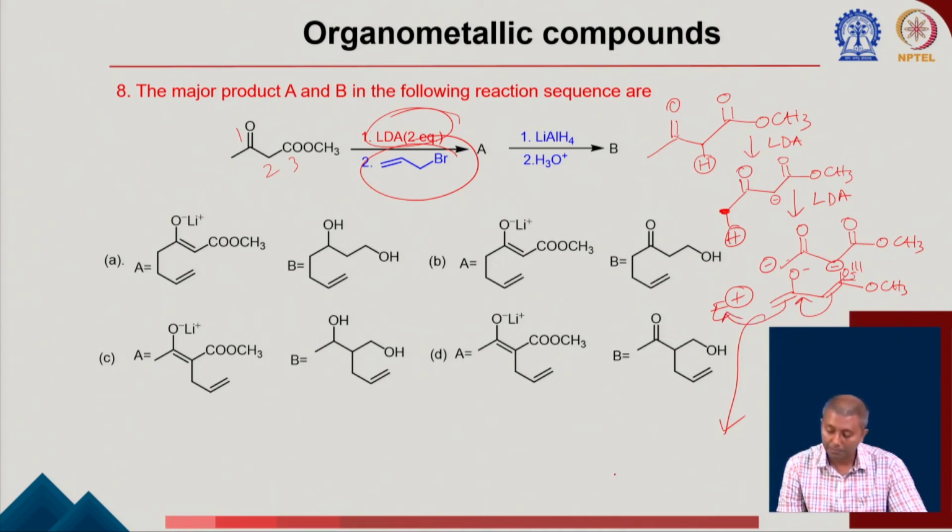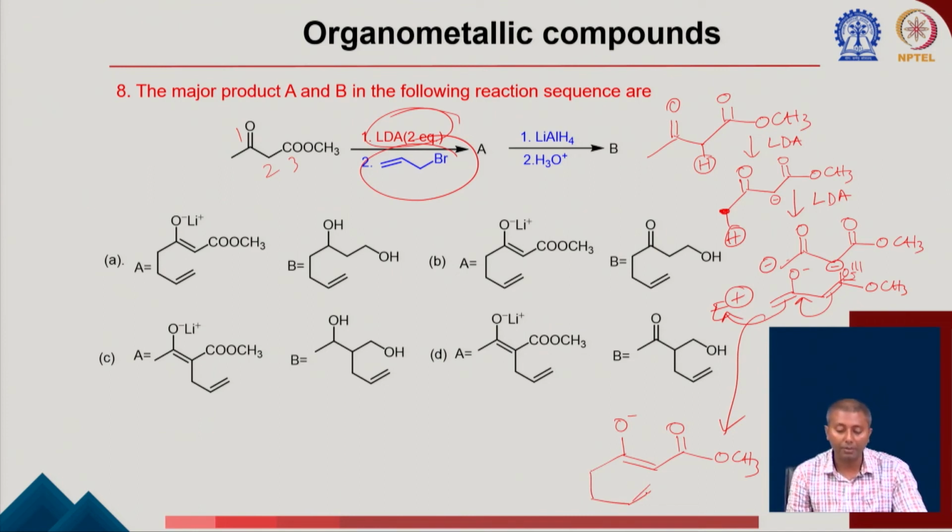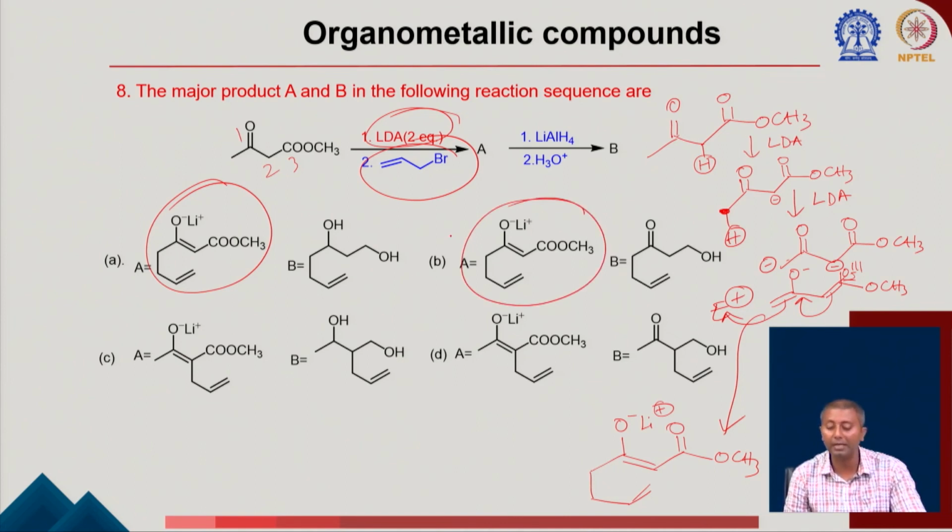Okay. Because these are in conjugation, you will be able to form this. So this will be your compound A. Of course, once you have an O minus, you can write lithium plus, and if you look into all the different options, you can see this option also has the correct structure, and of course here also you find a correct structure. Both in option A and B, we can see that A is correct.